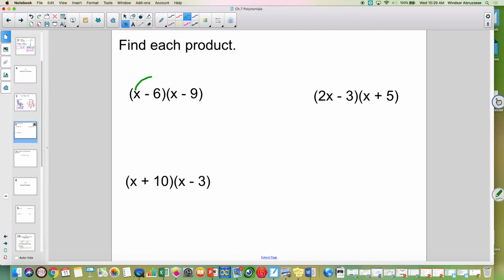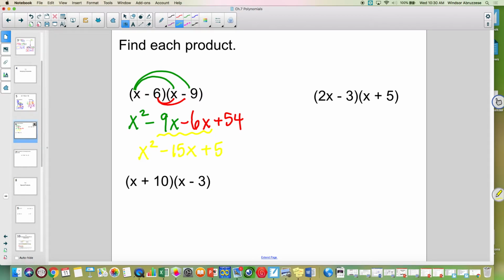So I'm going to use FOIL. I'm going to do x times x is x squared. X times negative 9 is minus 9x. Negative 6 times x is negative 6x. And negative 6 times negative 9 is positive 54. You can always combine the middle terms. So I'm left with x squared, minus 9x, and minus 6x is minus 15x plus 54. That's it.